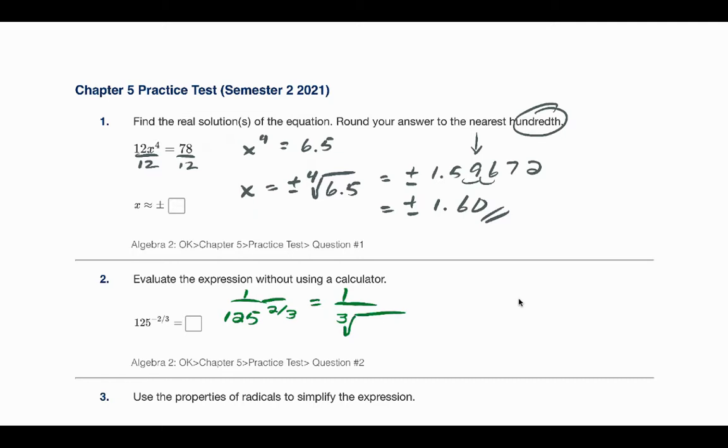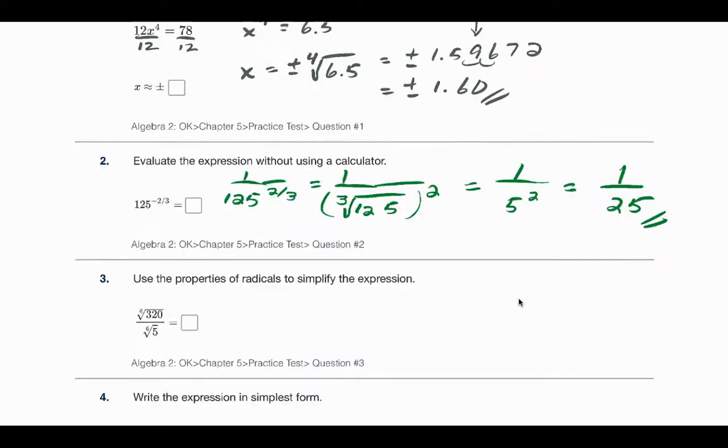So if we take the cubed root of 125, and then we can square that, the 1 is going to stay up on the top. Well, the cubed root of 125 is 5, so we're going to have 5 squared, and we know that 5 squared is equal to 25. So our answer will be 1/25.